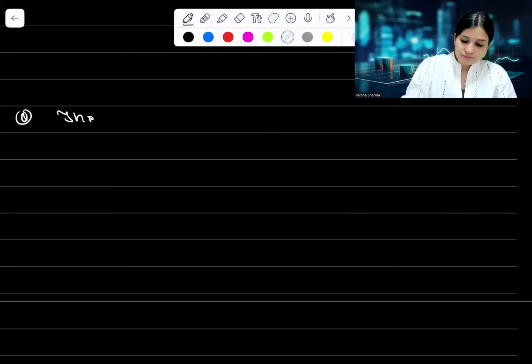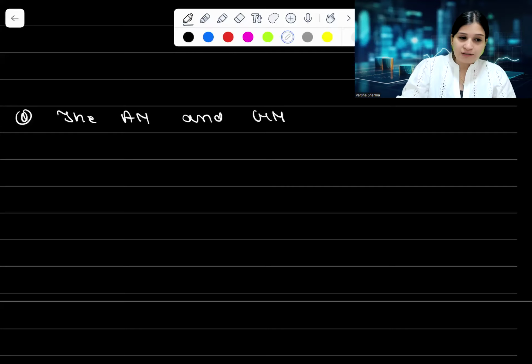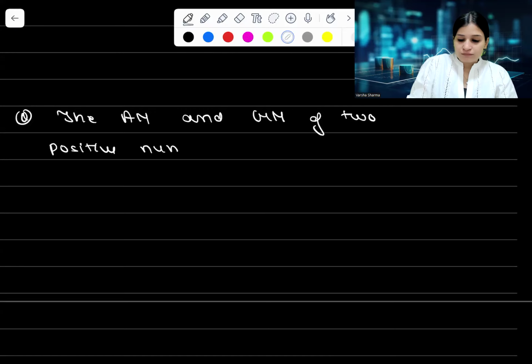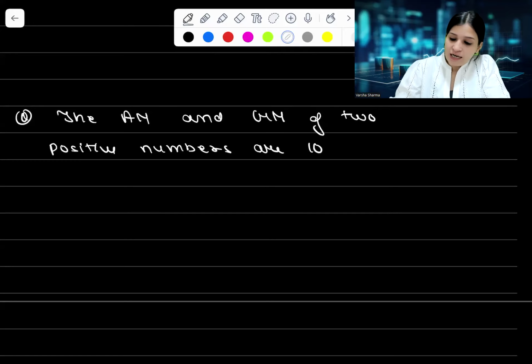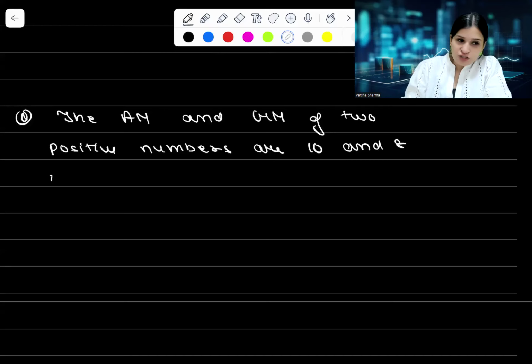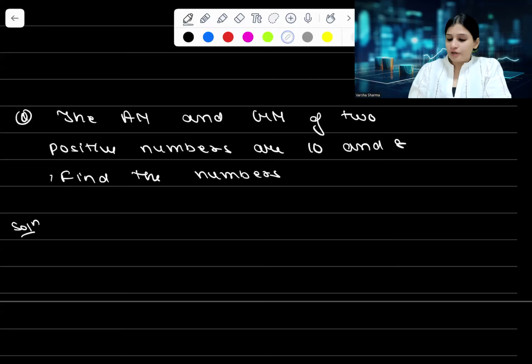For example, question. The arithmetic mean and geometric mean of two positive numbers are 10 and 8. See, AM is greater than GM, it's given. Question is, find the numbers. So since we are talking about two numbers, let the two numbers be A and B.